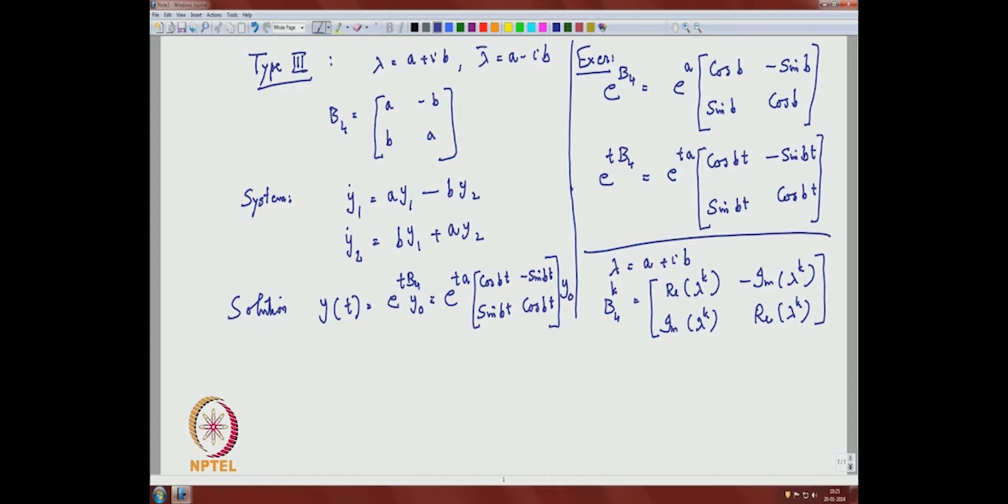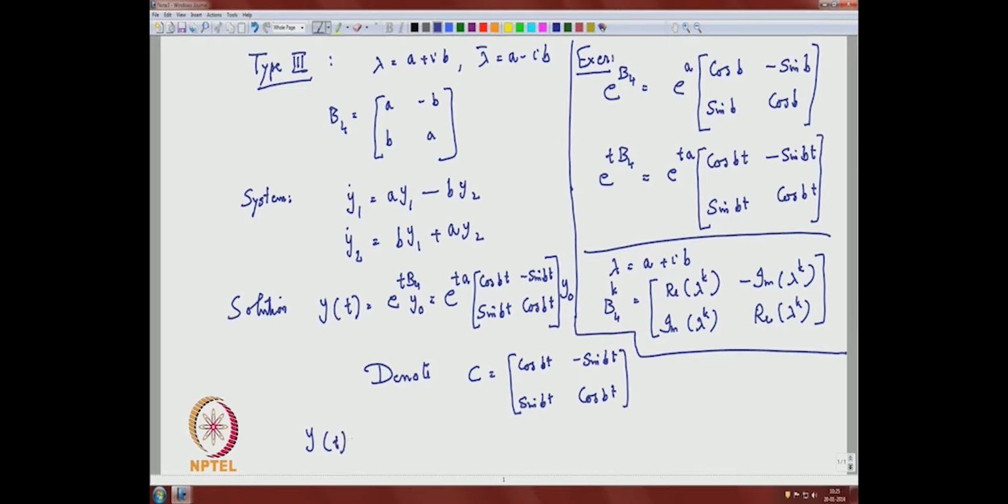We want to see the phase portrait. The aim is to understand the phase portrait. So let us denote, for the time being, C as this matrix: C is the matrix [cos bt, -sin bt; sin bt, cos bt]. So this is the exercise part. Therefore your solution y(t) in a short form is e power t a C y naught, where C is a temporary notation.